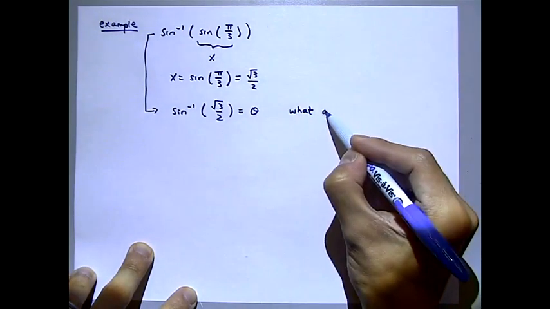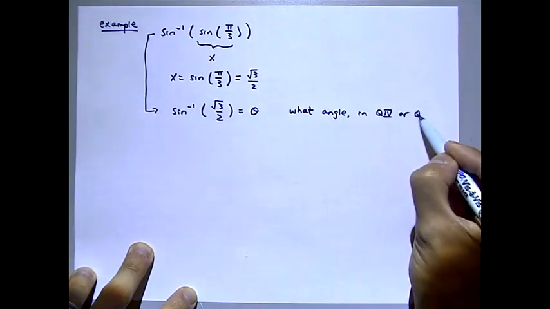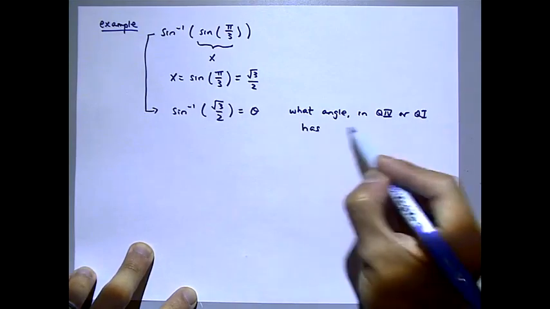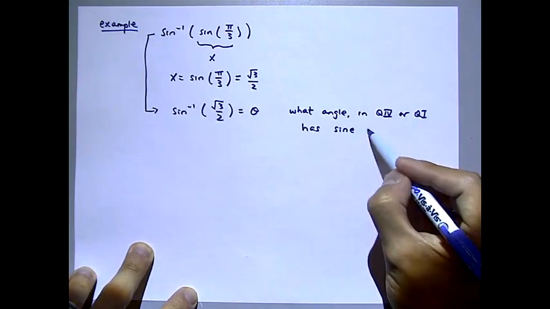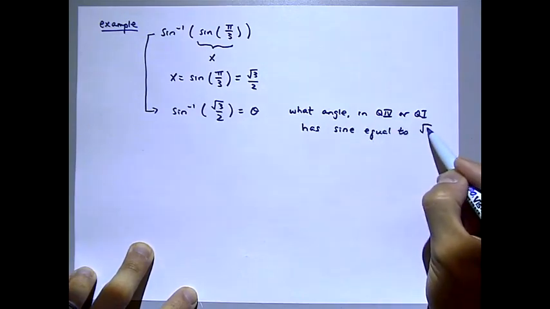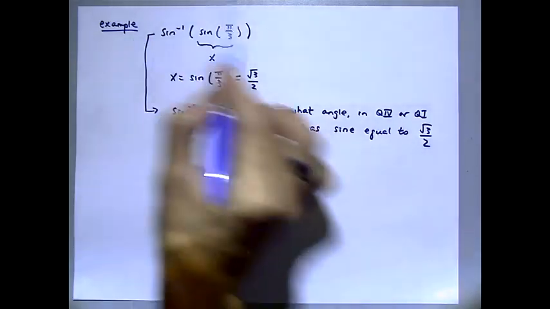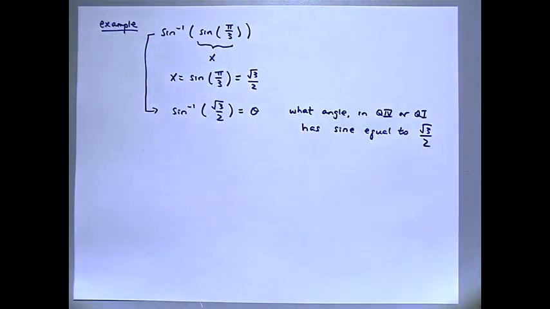Question is the same. What angle in the fourth quadrant or the first quadrant has sine equal to radical 3 over 2? Again, we're restricted to quadrant 4 and 1 because of the range of the inverse function. The inverse sine will never give you an angle in the second or third quadrant. It has to be quadrant 4, counting negative up, or in the first quadrant.